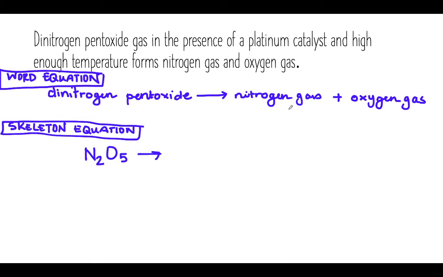Nitrogen gas, nitrogen is one of the diatomic elements. So that means that when it's by itself, it has a subscript of 2, plus oxygen gas, which is also a diatomic element. So when it's by itself, it has a subscript of 2. All right, moving on, we're going to go into the balanced equation next.